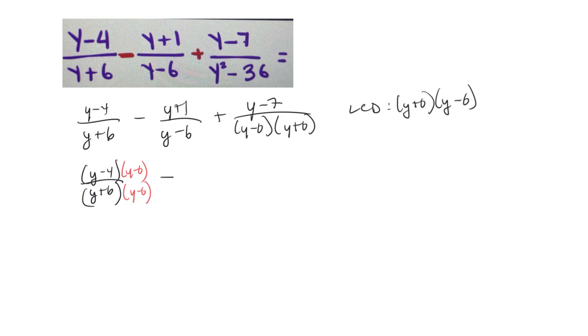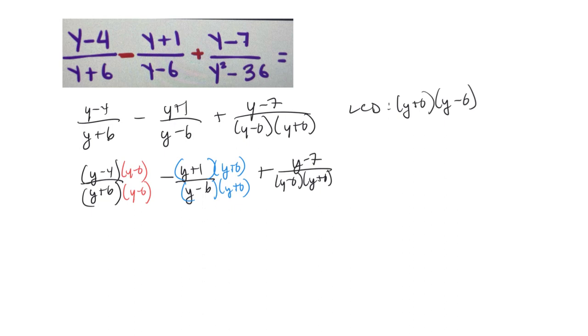Minus, the next one is y plus 1 over y minus 6. This one doesn't have a y plus 6. So I need to multiply the bottom and the top by y plus 6. Last one, it has all of it already. So I don't need to make any changes to that term.